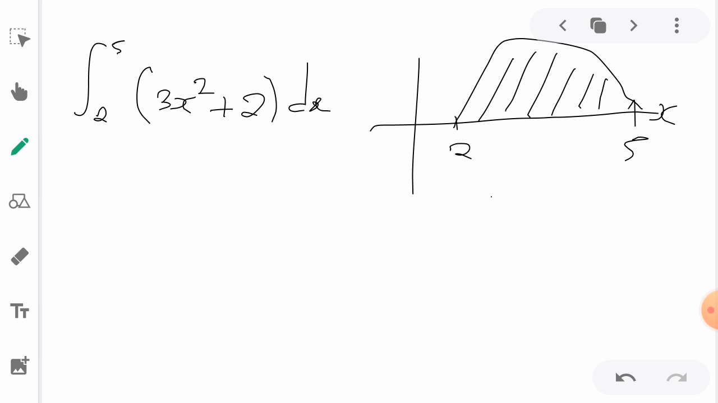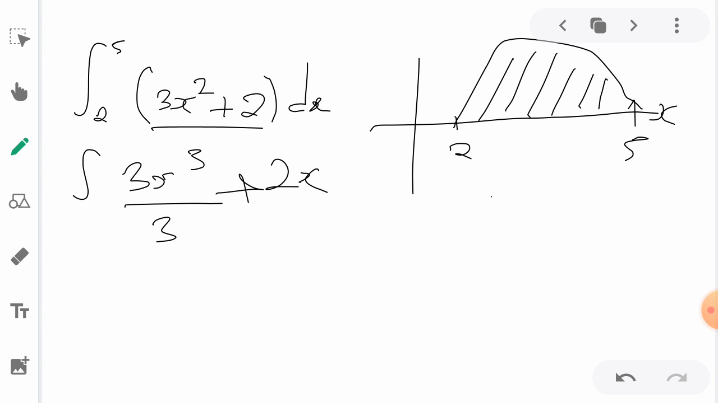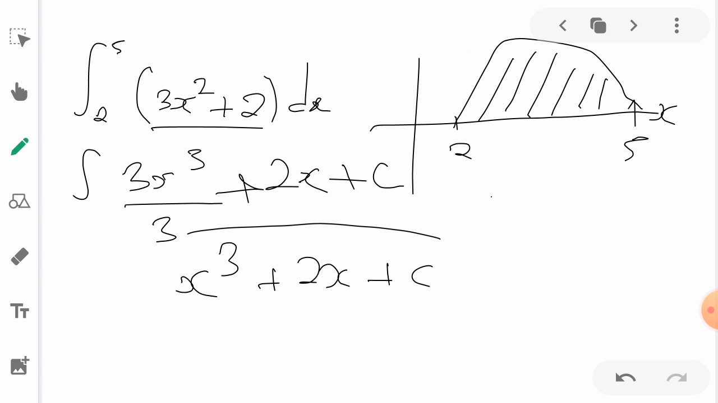So step 1, you need to integrate the function here. So first, integrate the function. To integrate is to increase the power, then divide by the new power. Then a constant gets an x, then plus c. Then 3 divided by 3 here, you get 1, x to the power 3 plus 2x, plus c. You've integrated. Step 2 is to find now the area. So where there's x now, you put 5. Again, now you put 2.